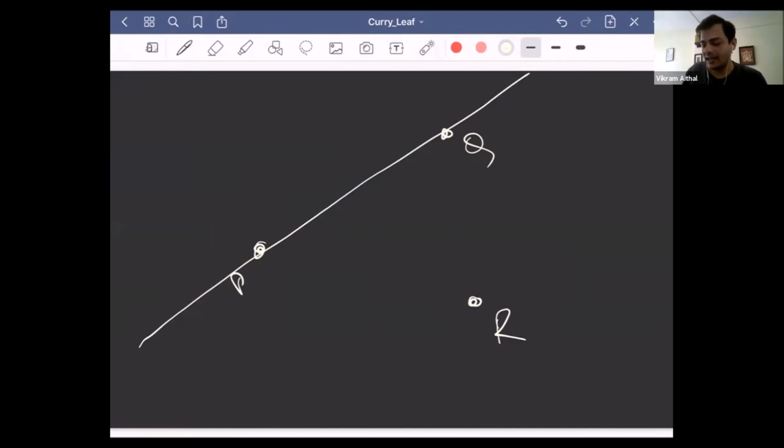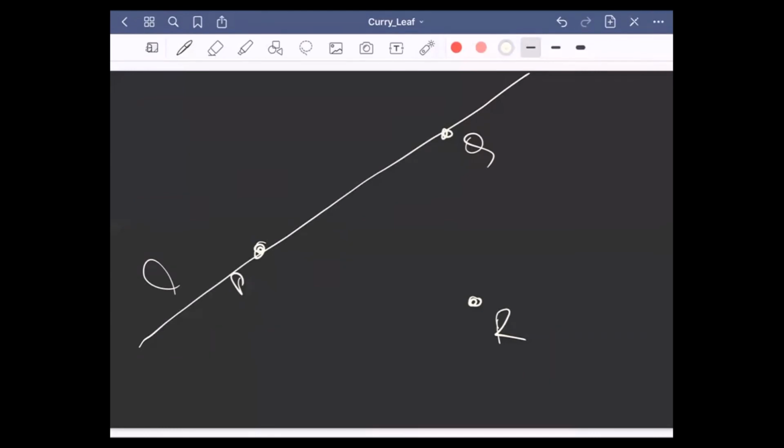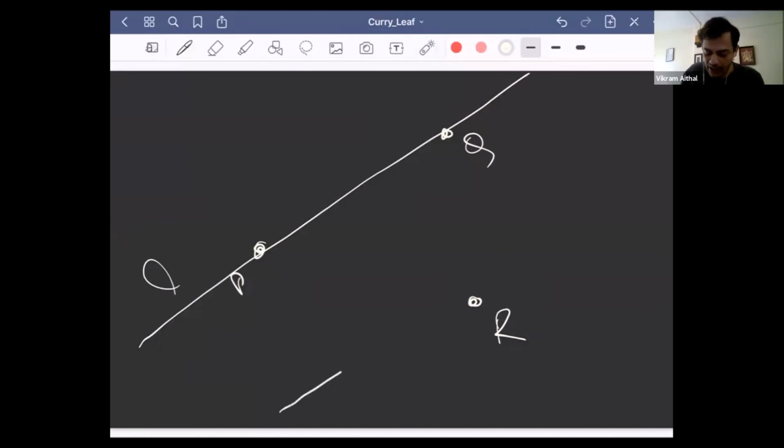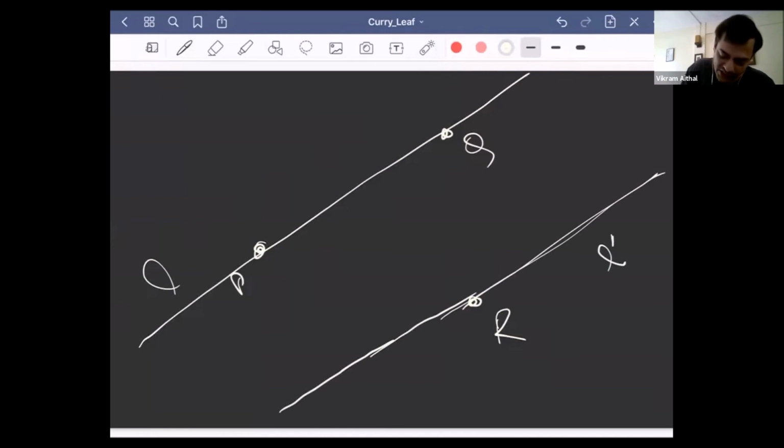So does that mean that any line that I draw through R, okay, at least everybody agrees that I can draw a line through R. Any line that I draw through R, will it always meet this line L? No. So what does that mean? That means given this point R, I can draw a line L prime passing through R, which does not meet this line L, right? What does that mean? That means L and L prime, they don't intersect.